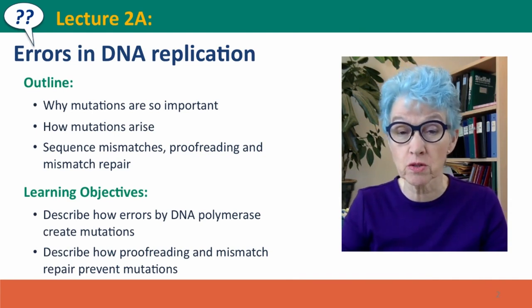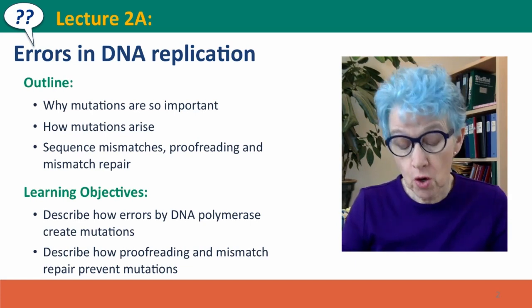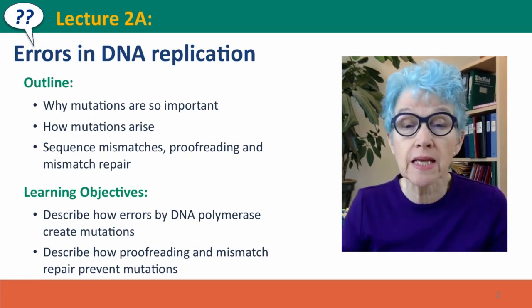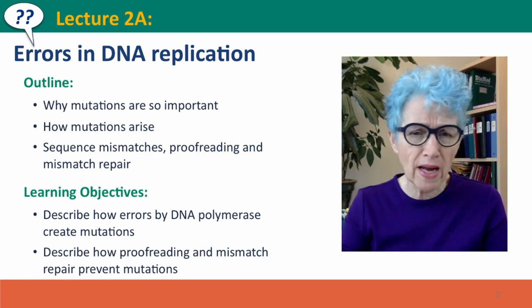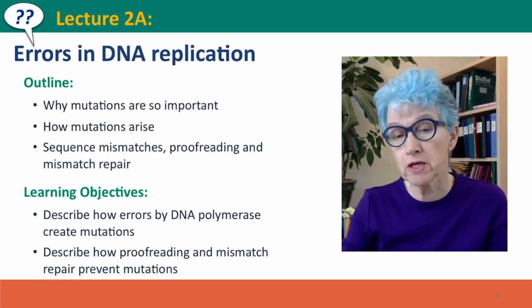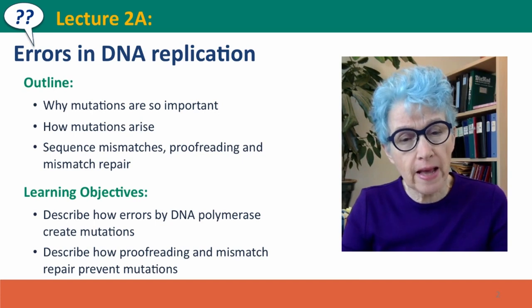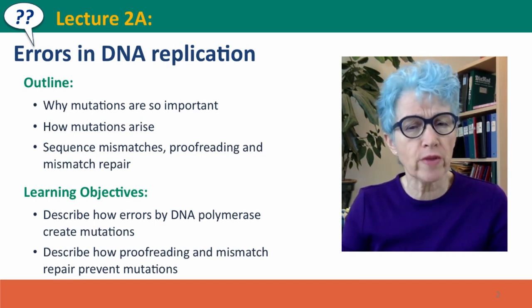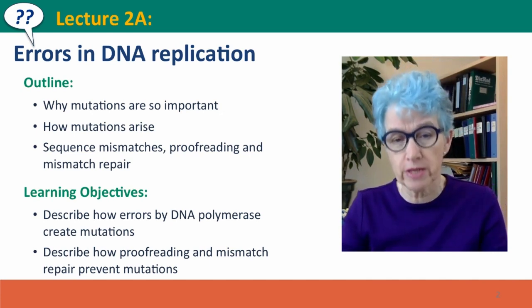This is the start of Module 2 where we're talking about mutations. And in this first lecture, we're going to talk specifically about errors in DNA replication. We'll first introduce why we care so much about mutations, and then we'll talk about how mutations arise and about the events that can happen that determine whether a mistake by DNA polymerase actually turns into a mutation.